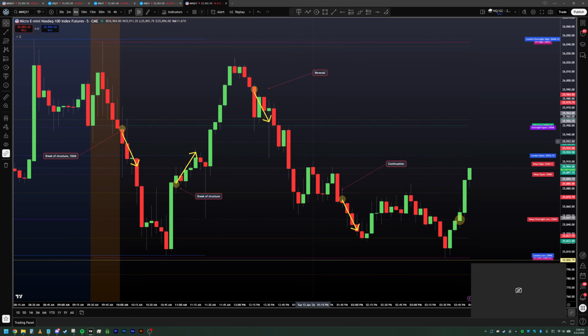The first one being right here, this break of structure down. The second one being this break of structure back up, which unfortunately would have gotten stopped out, but we're not talking about that. This third one, this break of structure back here, going back down in the reversal. This fourth one, this continuation. And this fifth one that you literally just watched me draw, this move back upwards. This is the power hour push at the end of the day.